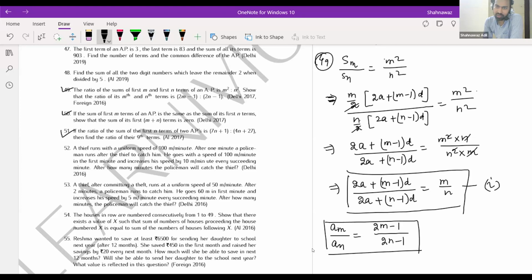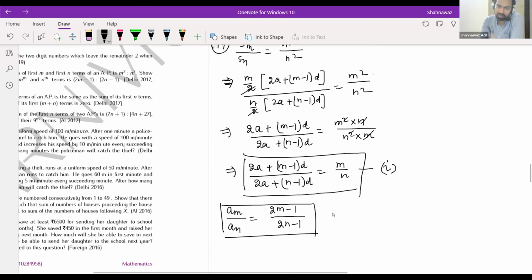Is this understood, guys? Yes, sir. Okay, and am would be how much? As Tejasvi said, this would be a plus m minus 1 into d, and this would be a plus n minus 1 into d. So we need to prove that this is 2m minus 1 by 2n minus 1.